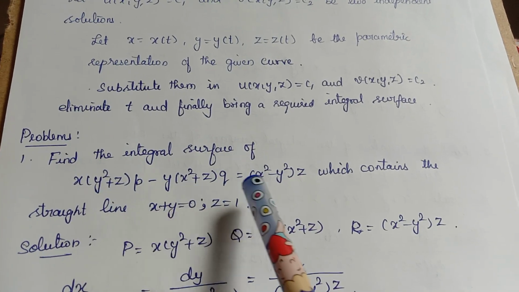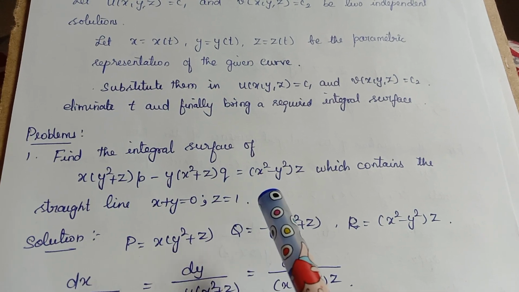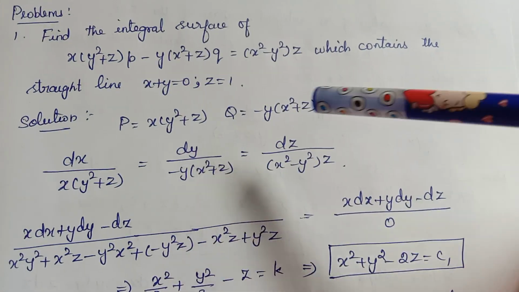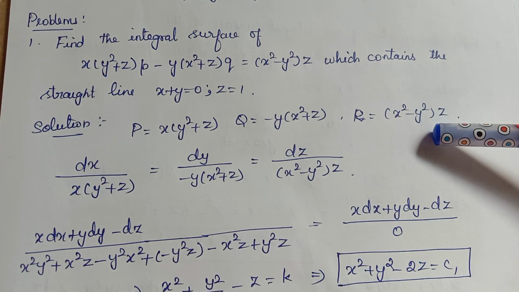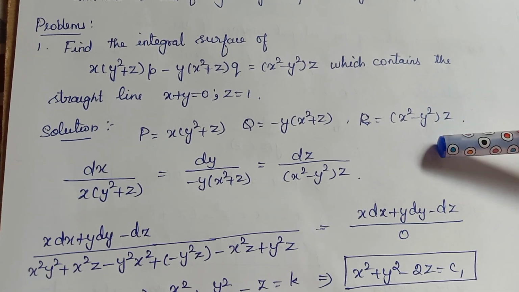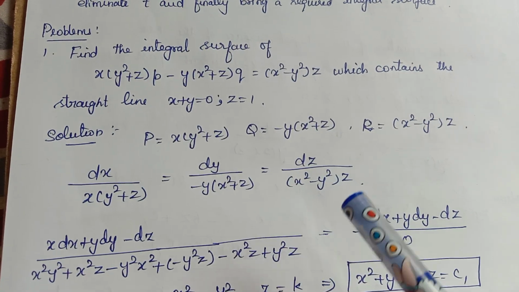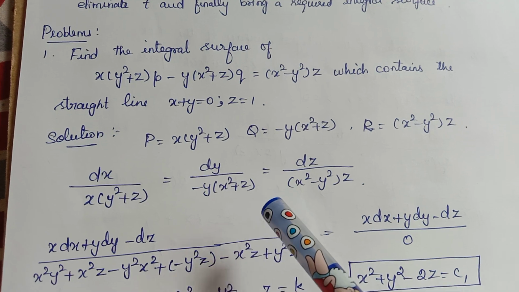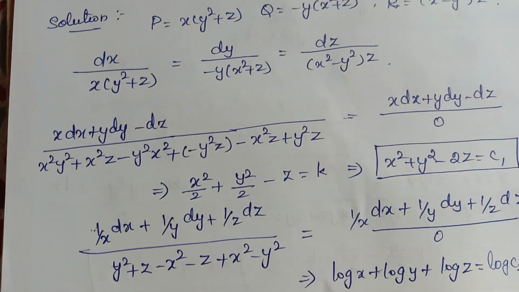This capital P, Q, R are functions of purely x, y, z. No p, q terms should be there. So capital P equal to x into (y square plus z), Q equal to minus y into (x square plus z), and R equal to (x square minus y square) into z. So what is the auxiliary equation? dx by P equal to dy by Q equal to dz by R. For finding the solution of these equations, we have to take two equations at a time and solve.